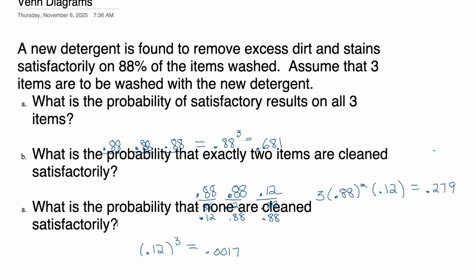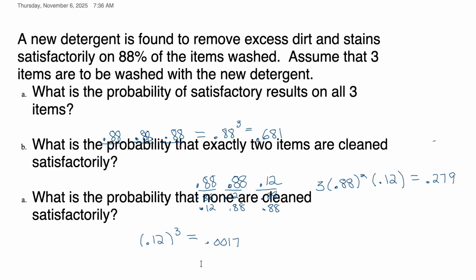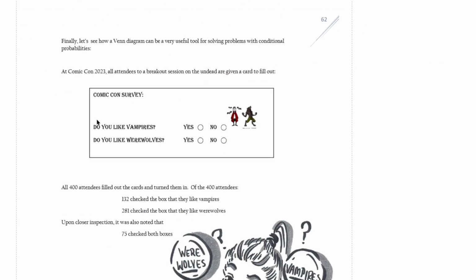Part C, the probability that none are cleaned satisfactorily. We would use 1 minus 0.88, that quantity raised to the 3rd power. Therefore, we get 0.0017. Okay, so that's just a little recap exercise.